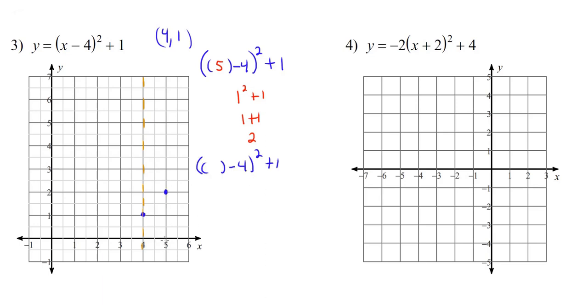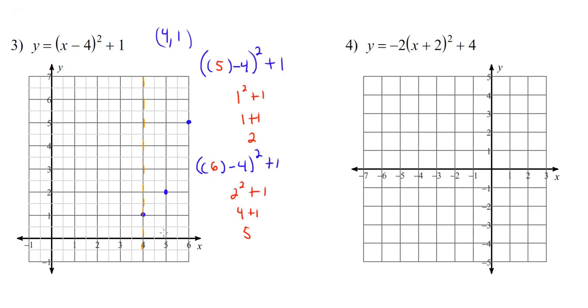Now we're going to go ahead and do the same where x is 6. So we're going to plug in a 6 here. 6 minus 4 is 2. So this becomes 2 squared plus 1. 2 squared is 4, and 4 plus 1 is 5. So where x is 6, y is 5. That's right here. That's going to be as far as we can go.